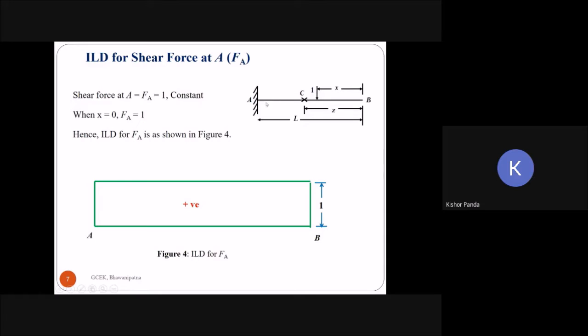Due to this unit load, what is the shear force at A? When we are considering this side, only this unit load is present. So the shear force at A is equal to 1. So this is constant between A and B. When X is equal to 0, the shear force at A is equal to 1. And when the unit load is present at a distance X from B, here also the shear force is equal to 1. So the shear force is constant. So this is the influence line diagram for shear force at A.